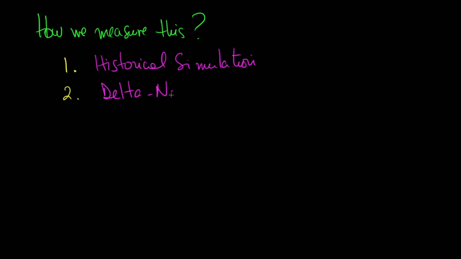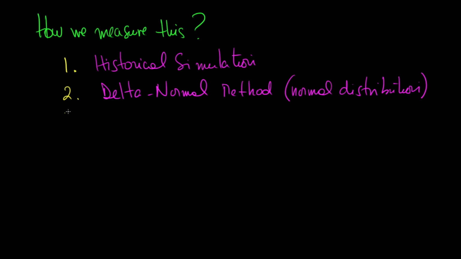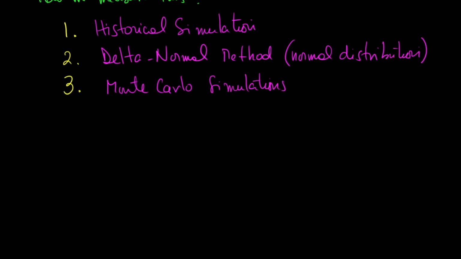So how do we measure this value at risk? We have basically three methodologies. One is historical simulation. The second is associated with a normal distribution, that is called the delta normal method. It assumes a normal distribution for the returns. And the third is the Monte Carlo simulation. We're going to review the first two in this video.